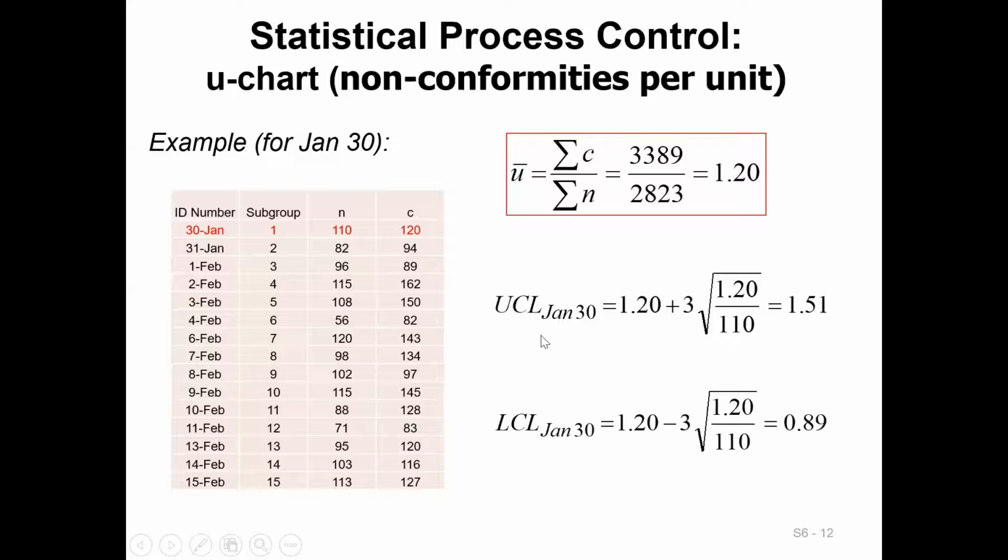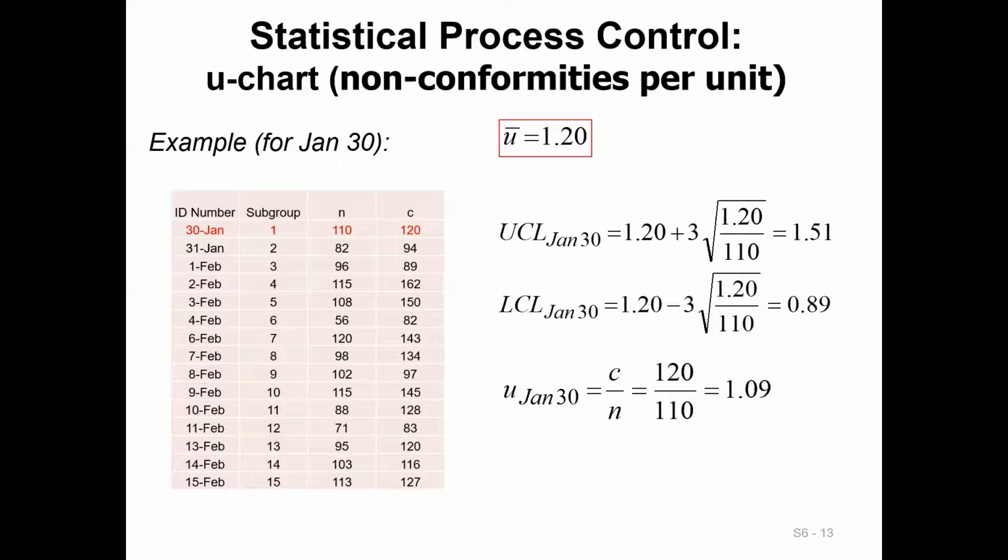The upper control limit for January is equal to u bar. This is u bar. You follow the formula that we have just now: u bar plus 3 times the square root of u bar divided by n. n is the sample size of subgroup number 1, which is 110, and you get 1.51. Then the lower control limit, instead of plus you use minus, and you get 0.89. Bear in mind here, you have to repeat the same process for every single subgroup.